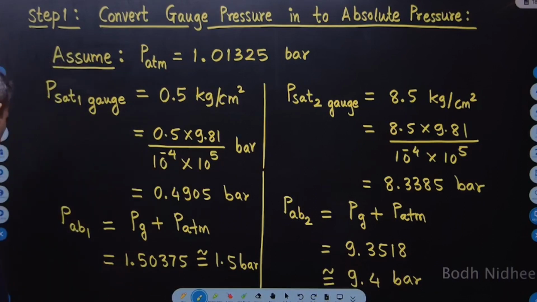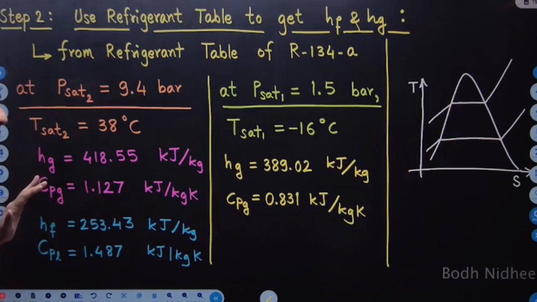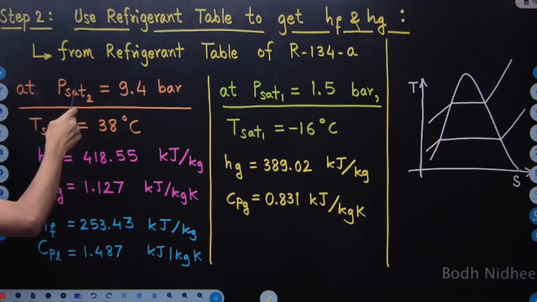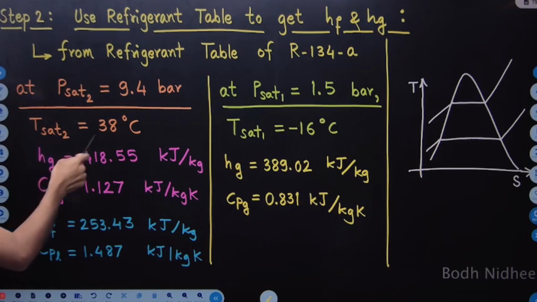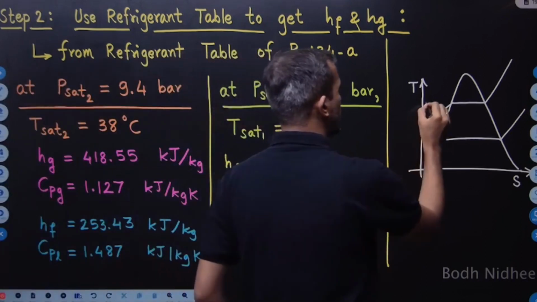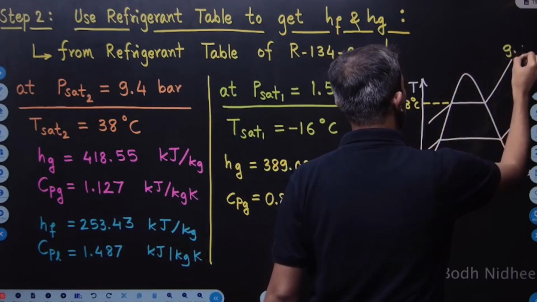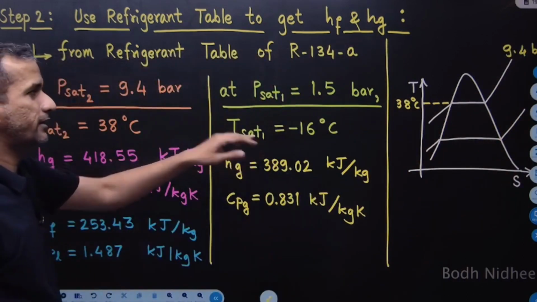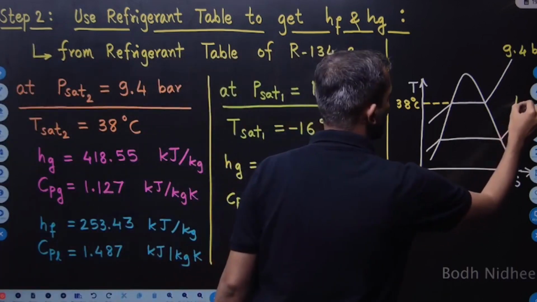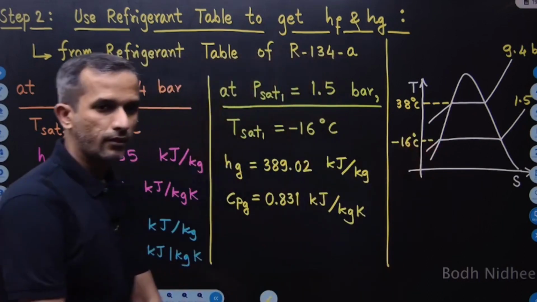Now we will find out the different enthalpies at different locations. That can be obtained from the refrigerant table of R134a. We'll look at the refrigerant table of R134a at 9.4 bar, that is the condenser pressure. How much is the boiling point that we obtain? That is 38 degrees Celsius. So at 9.4 bar, 38 degrees is the boiling point, right? Similarly, at 1.5 bar, the boiling point is minus 16 degrees Celsius for R134a, right?